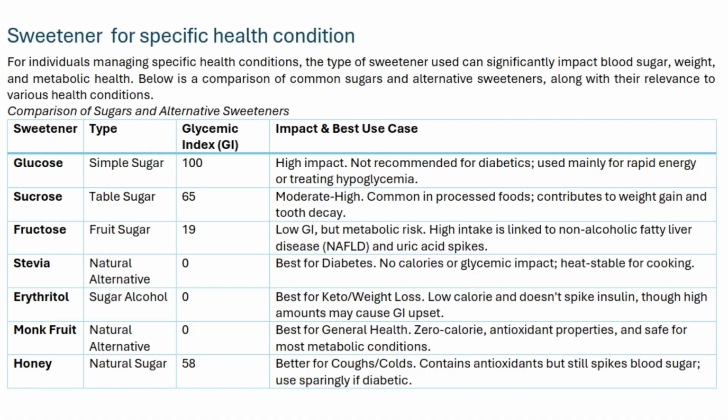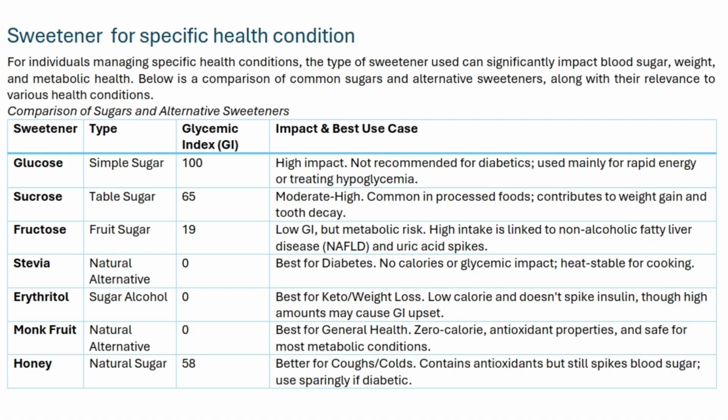Erythritol, also with a GI of 0, is suitable for ketogenic diets and weight loss, being low in calories and not causing insulin spikes, although it may lead to gastrointestinal discomfort in large amounts. Monk fruit, another natural alternative with a GI of 0, is recommended for general health due to its zero-calorie content and antioxidant properties, making it safe for most metabolic conditions.